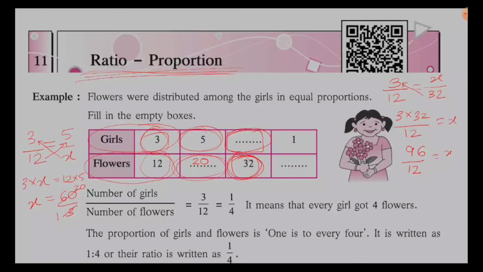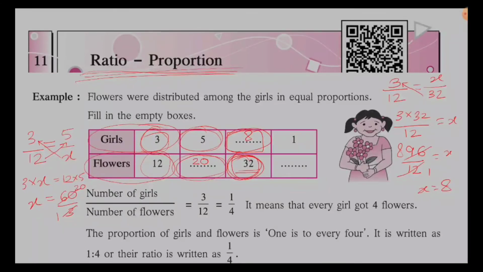Now you have to divide it. 12 5s is 60, 12 7s is 72, 12 8s is 84, and 12 8s is 96. So here x is equal to 8. So what is the answer over here? 8. That if there are 8 girls, then the number of flowers will be 32.